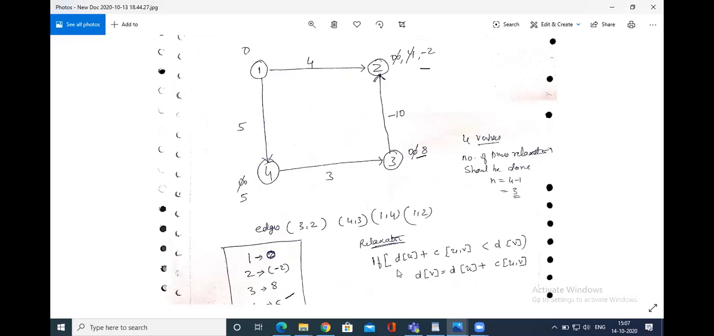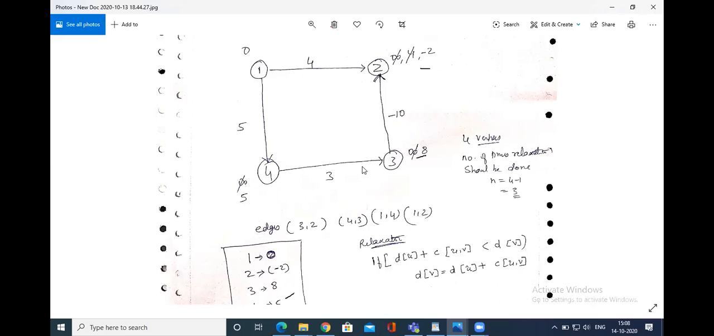Once again, in the program also, we simply specify the matrix, and you have to find the relaxation. That is, if d of u plus cost of uv is less than d of v, then we are going to update d of v. How do you update? d of u plus c of uv will be updated to the new d of v value. Simple example.